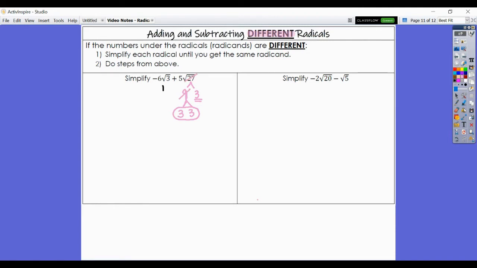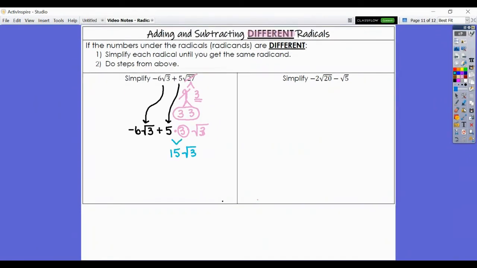I bring down the first radical because I did nothing with the negative 6 radical 3, because the square root of 3, only factors of 3 are 3 and 1, so it's prime. But this second radical, I have 5 that I bring down, but the 3 that I take out gets multiplied with that 5, and I have radical 3 left over underneath.